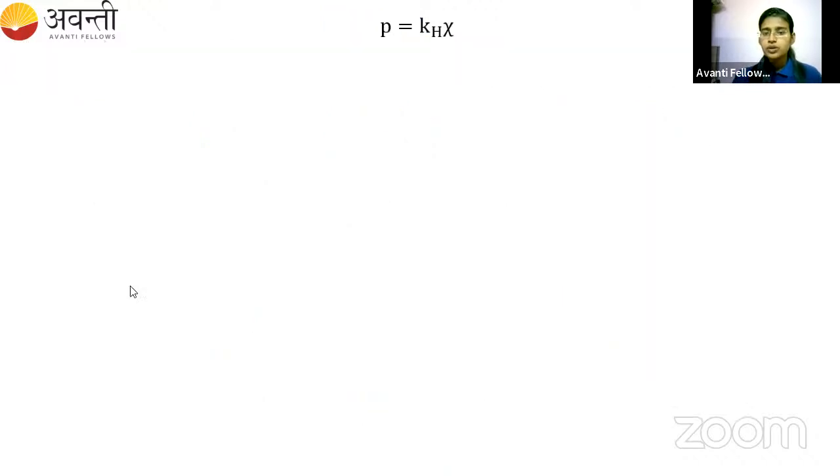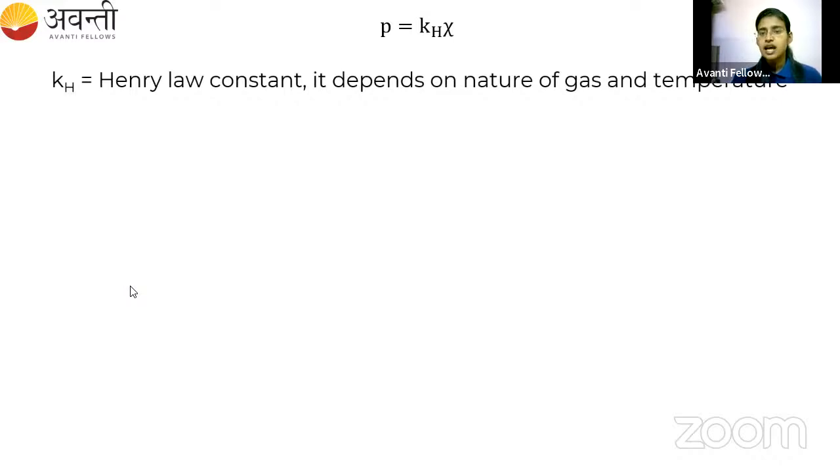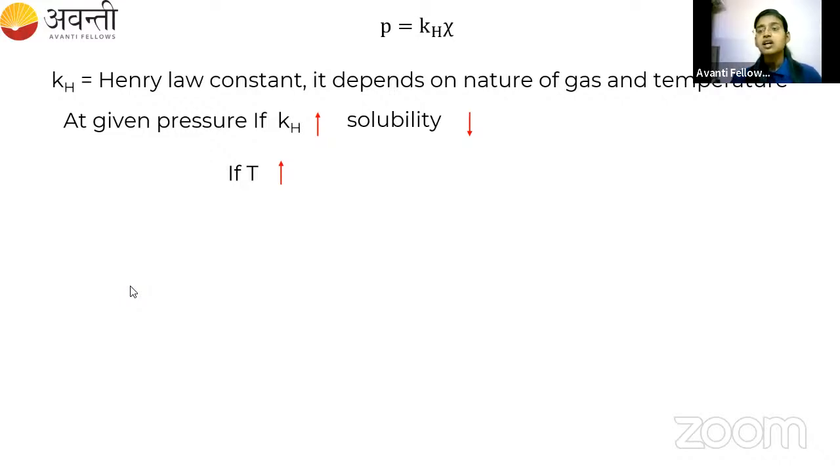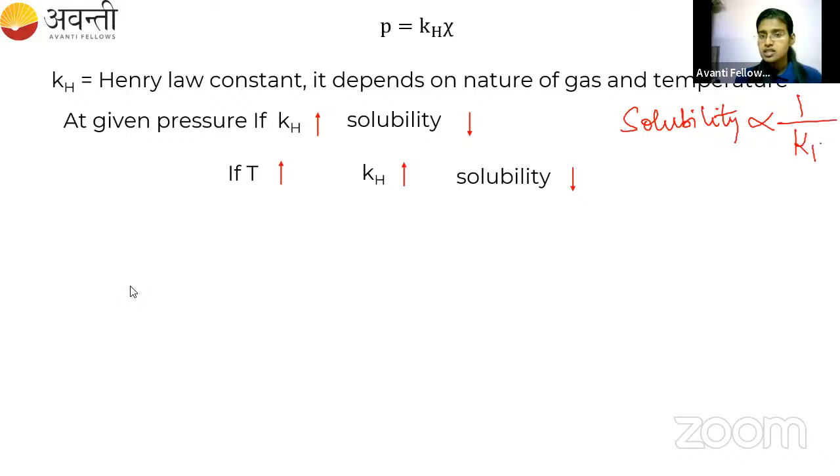Okay. So now I'm going to take this formula and we are going to discuss a few things using it. I have told you that KH is Henry's law constant, which means that KH depends on the nature of the gas and the temperature. At a given pressure, if KH value is more, the solubility will be less. And if I increase the temperature, the KH value will automatically increase and the solubility will decrease. Means solubility is inversely proportional to Henry's constant.